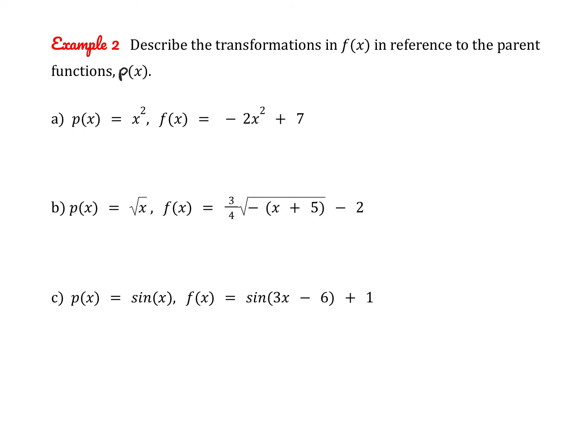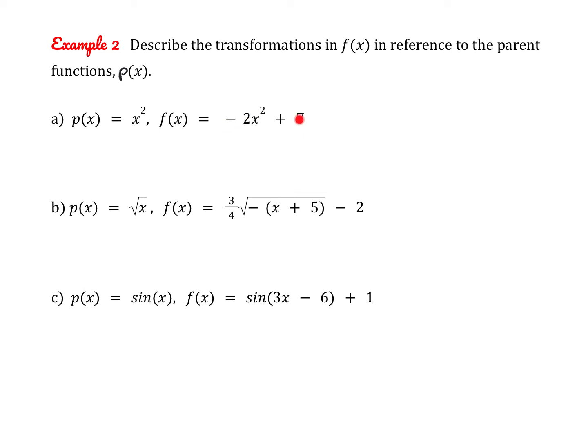All right, so now we're going to practice looking at equations of functions and describing in words the transformations we see. So first, we're going to describe the transformations seen in f of x in reference to the parent function p of x. So this first one, our parent function is simply x squared, the most basic quadratic. And then here you can see we have f of x. So I see three transformations. We have a negative, we have a 2, and we have a 7.